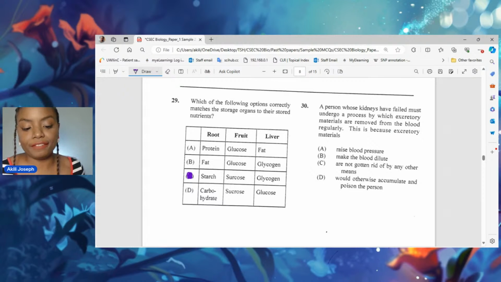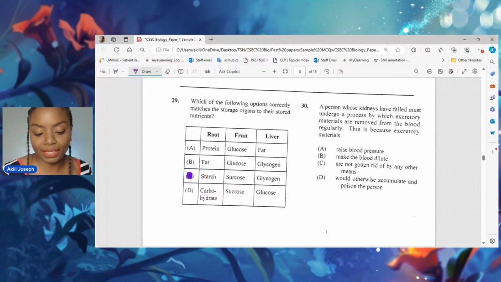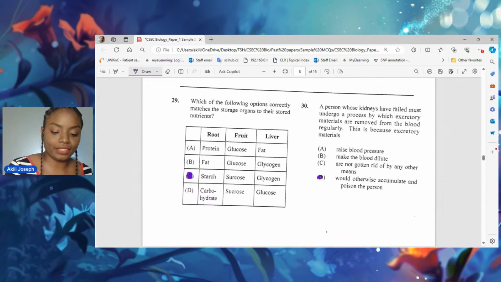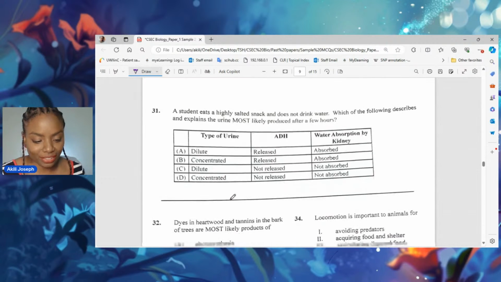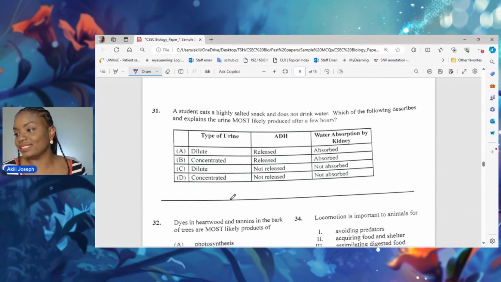A person whose kidneys have failed must undergo a process by which excretory materials are removed from the blood regularly. This is because excretory materials, does it raise your blood pressure, make the blood dilute, are not gotten rid of by any other means or would otherwise accumulate and poison the person. So this is going to be D. We can't have your metabolic products, your metabolic waste, increasing in the body because it's going to be toxic and would slowly poison the person.